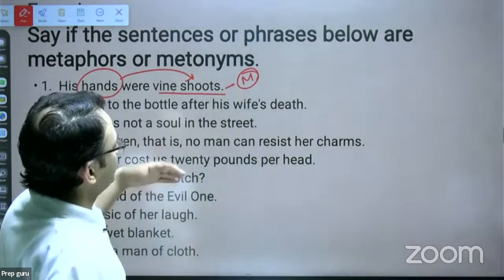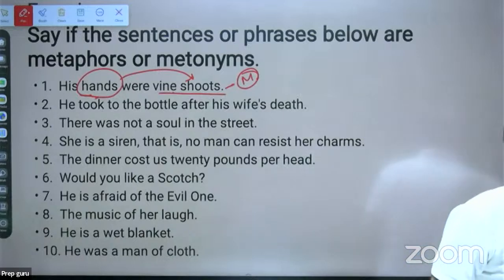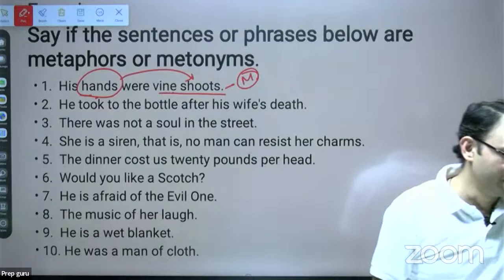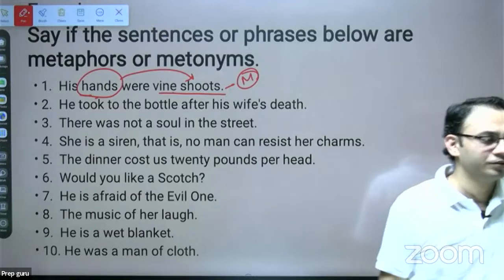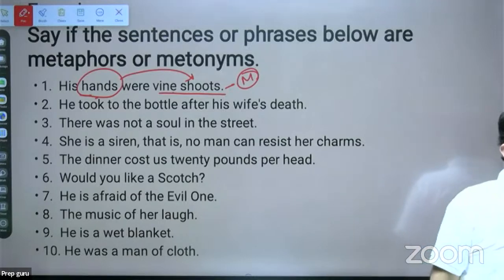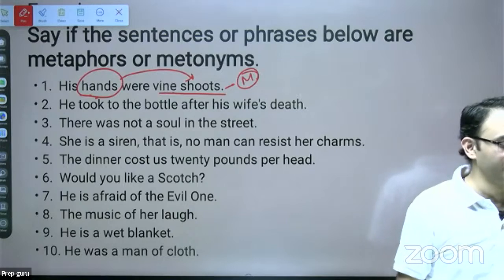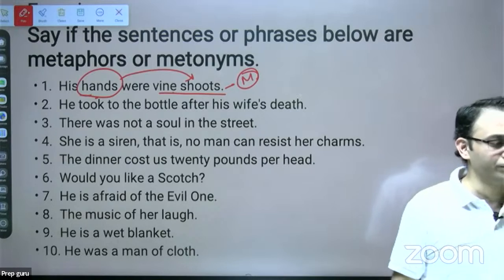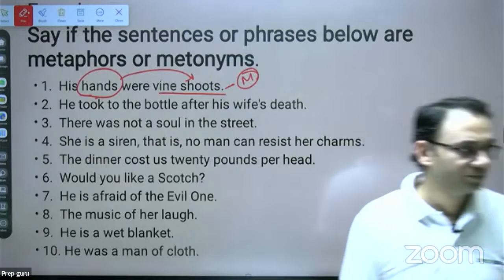There was not a soul in the street. It is what? Third one. There was not a soul in the street. It is an example of not a soul. सोल से ही कुछ है, सोल इन द स्ट्रीट। दिस इज व्हाट? नो, इट इज नॉट एपोस्ट्रोफी। नो नो नो, इट इज नॉट एपोस्ट्रोफी। इट इज व्हाट?